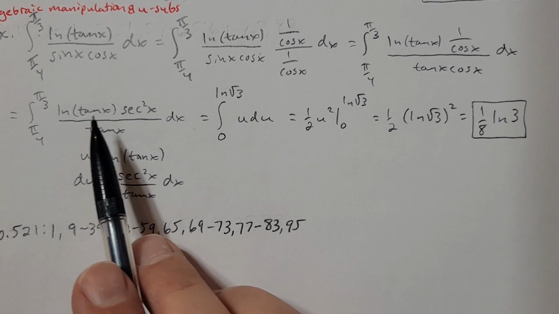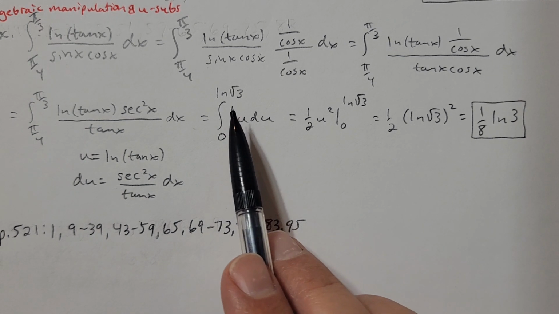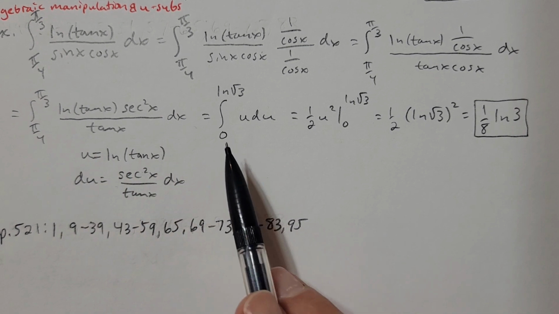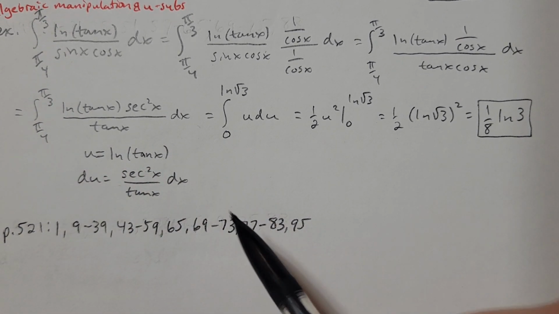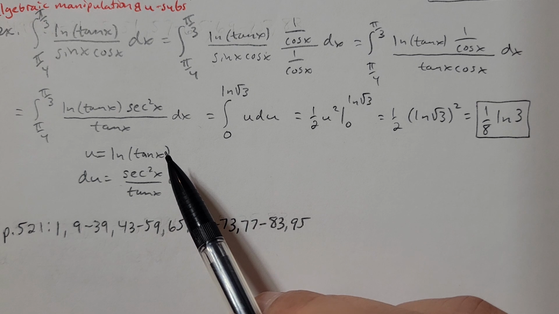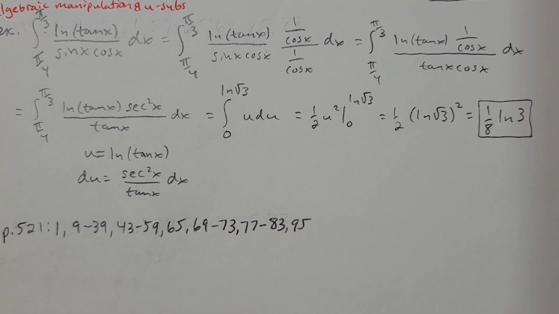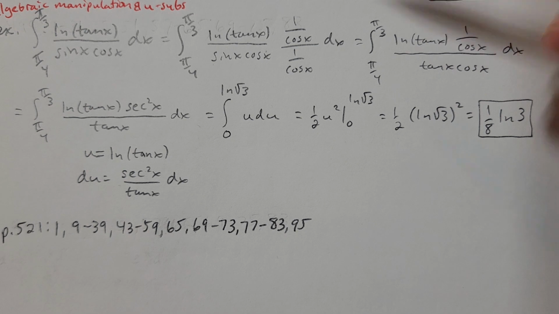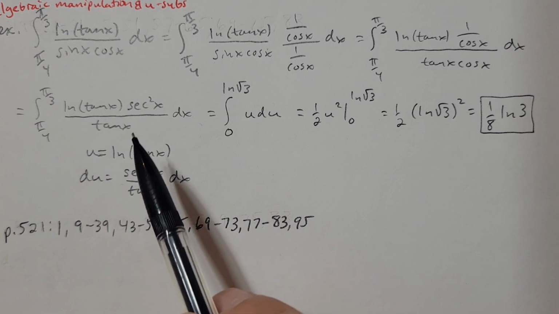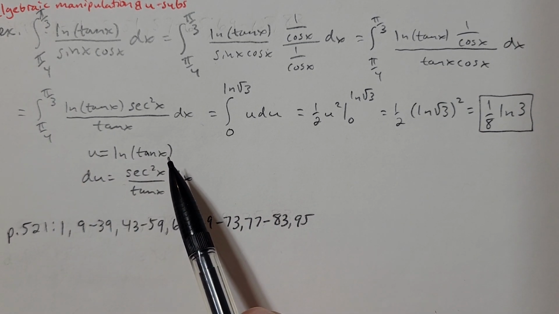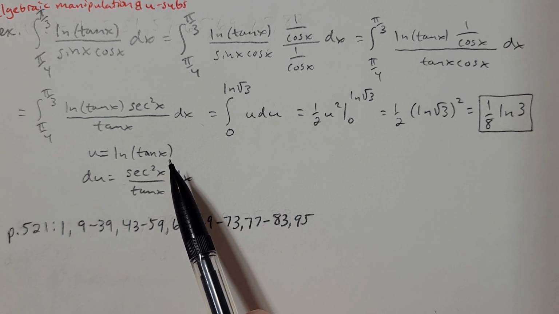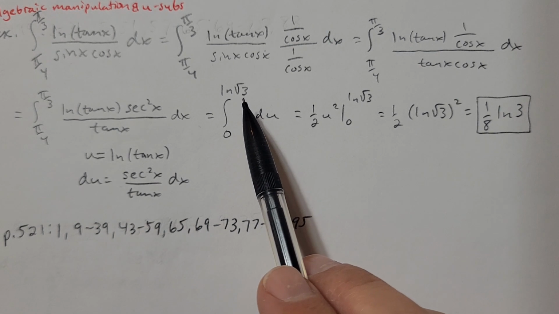u is the ln of tangent x, so I'm going to be integrating u du. Now this is a definite integral, so I've got to change the bounds. Right now they're in terms of x. So if x is pi over 4, tangent of pi over 4 is, let's see, 1, and the ln of 1 is 0. When I plug in pi over 3, I got tangent of pi over 3, that is root 3 divided by 1. So the ln of root 3, that'd be the upper bound.